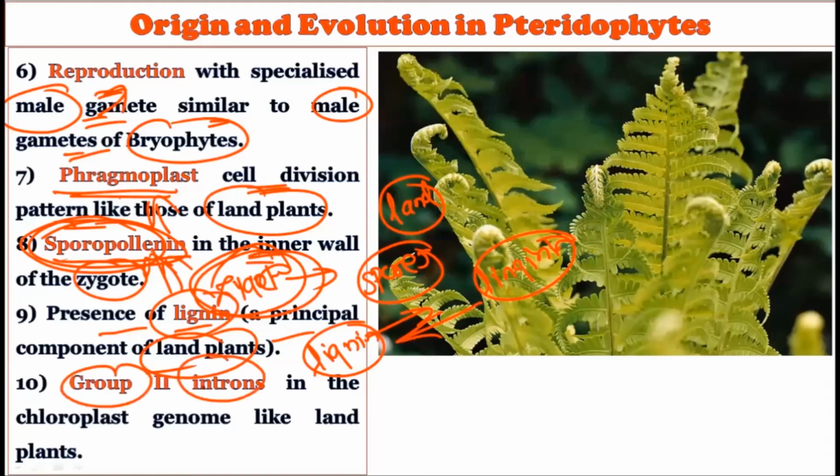Then the group 2 type of introns. This is the molecular study. As you already know, the genome is divided into exons and introns. So the group 2 type of introns in the chloroplast genome, like in the land plants. Just like the land plants, which show the group 2 type of intron, it is also found in the chloroplast genome of the algae. So these molecular, biochemical and morphological studies show that the algae are the ancestral stock for the bryophytes as well as for the pteridophytes.